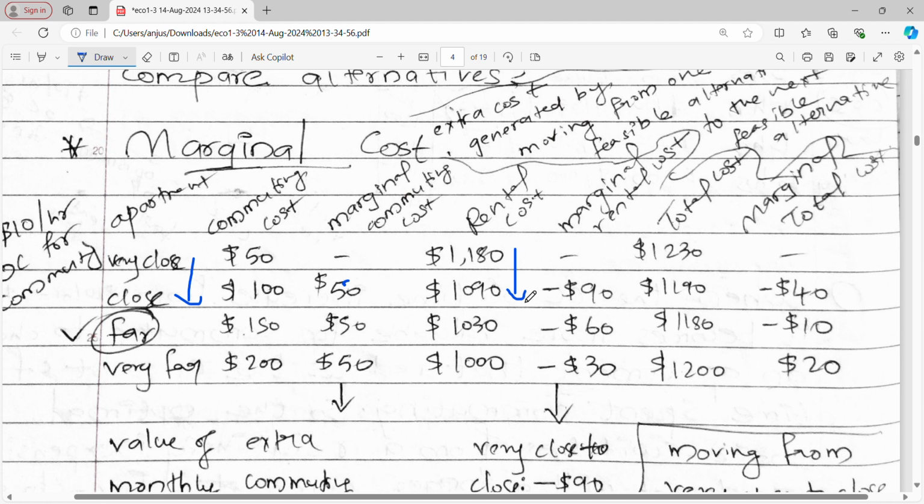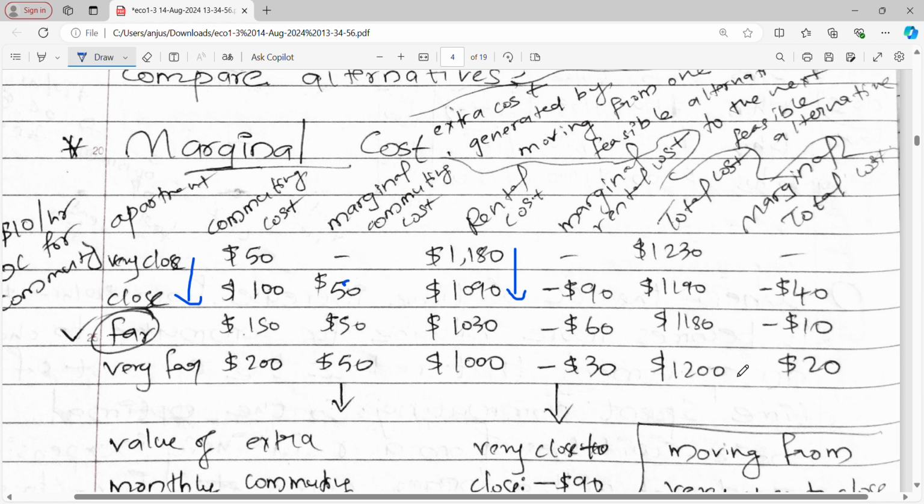Then when you are moving from close to far, it has again decreased by $60. Then when you are moving from far to very far, it has again decreased by $30. And next, coming to the total cost. The total cost is also decreasing, first by $40, then $10, then it has increased by $20.